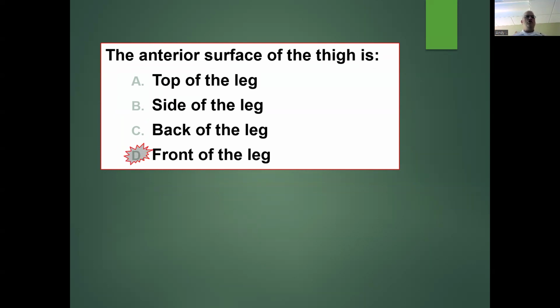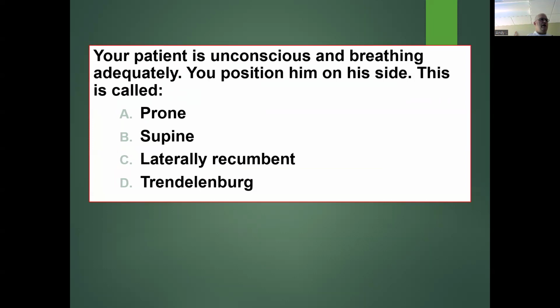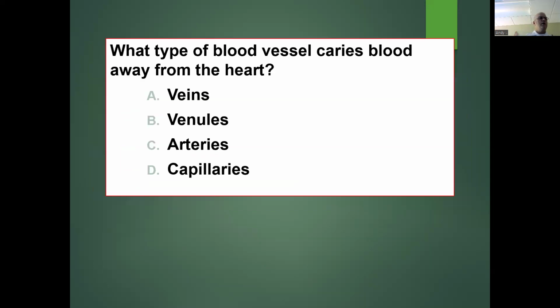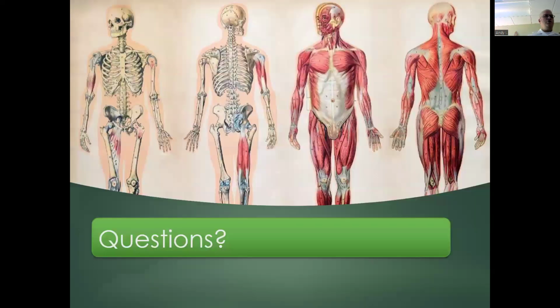Your patient is unconscious and breathing adequately. You position him on his side. This is called the laterally recumbent. And then you add a right or left, depending on what side you put him on. What type of blood vessels carry blood away from the heart? Nice job. It's arteries. Nice work.